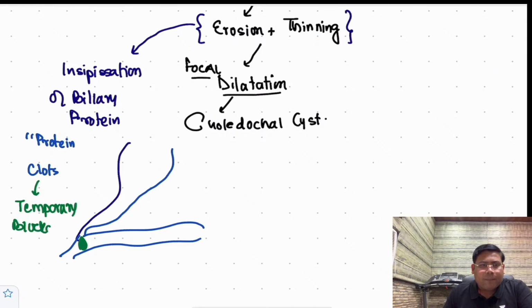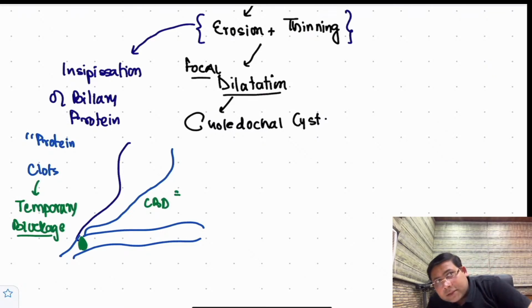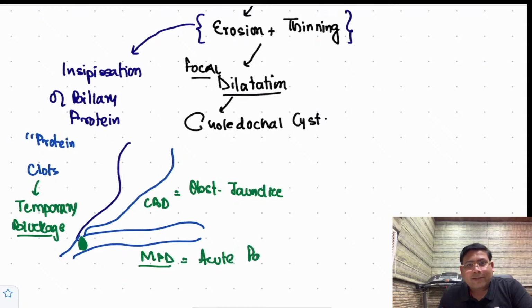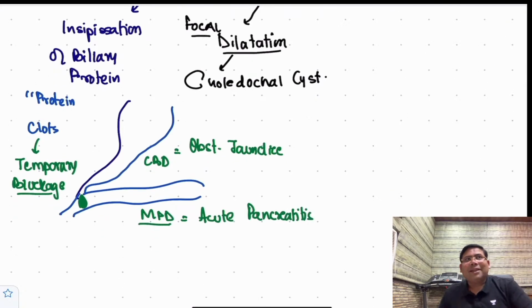and when there is a temporary blockage, what will happen? So temporary blockage of CBD, this is going to lead to what, students? This is going to lead to something which is known as obstructive jaundice, and if there is blockage of MPD, this is going to lead to what? Acute pancreatitis.